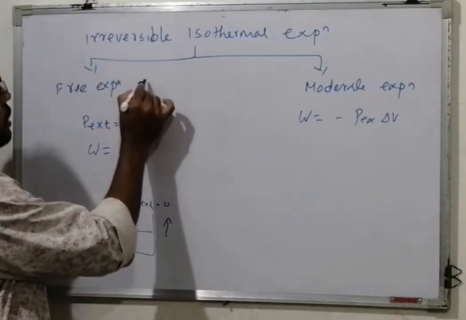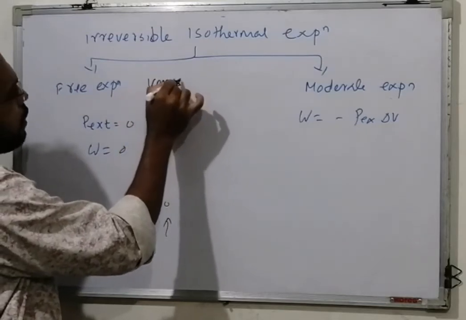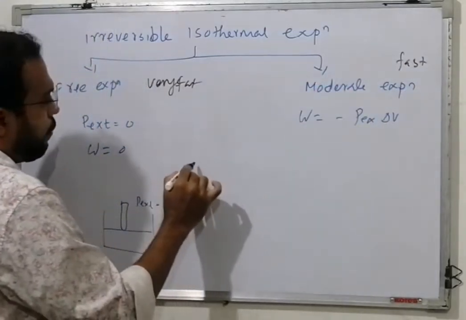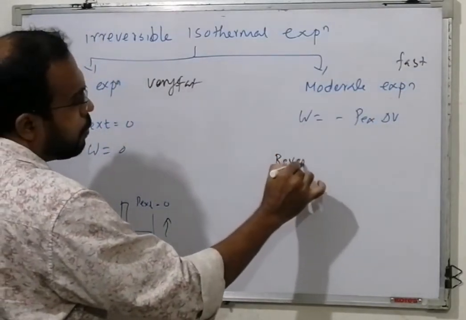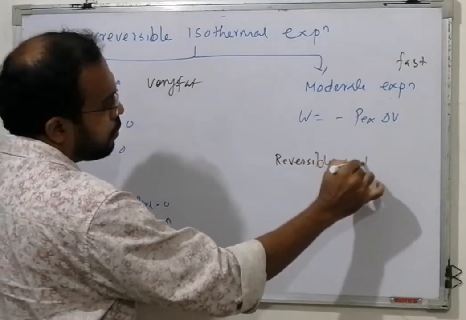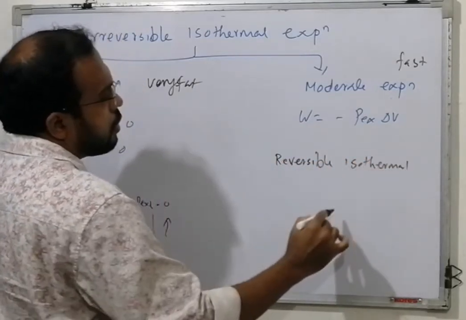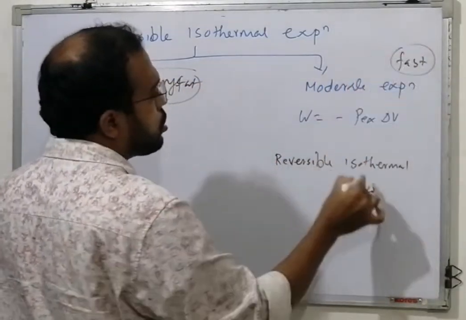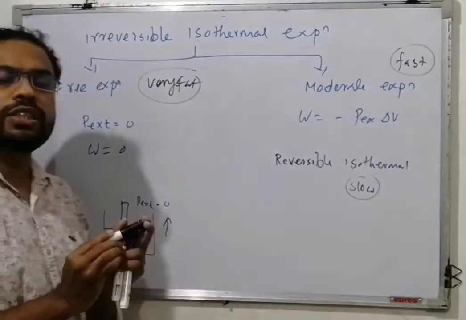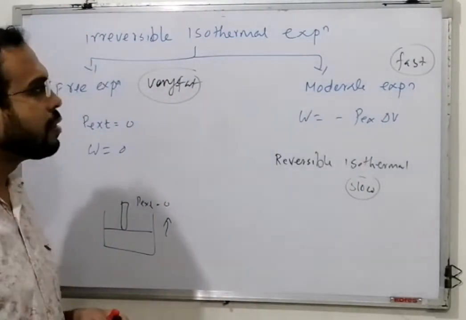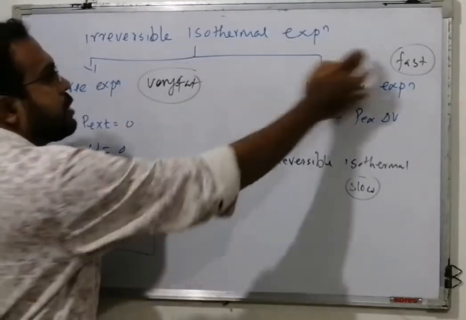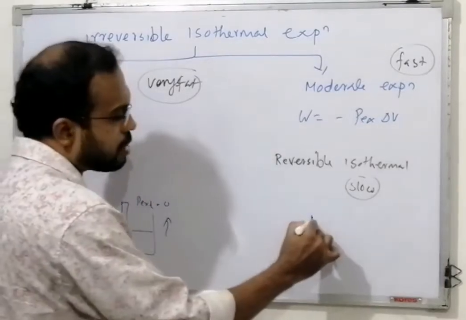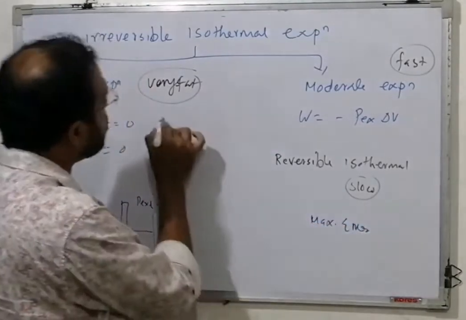Therefore, this is very fast. This is fast. Now you have a reversible. Therefore, isothermal, this is slow. Very fast, slow. Now, which requires maximum energy? This. Which requires maximum energy for working? This is a maximum energy. It does not need any energy.